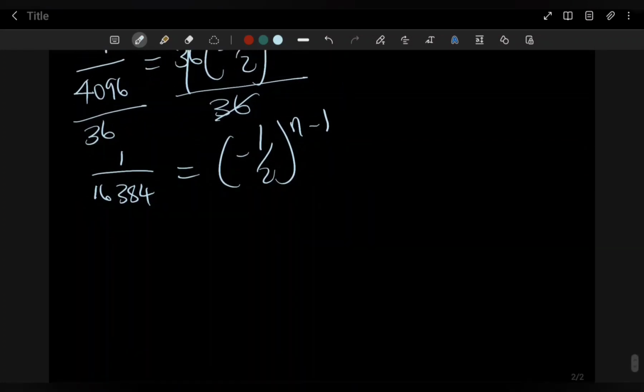And now don't get scared when you reach this point. The only thing you need to do is make this value in terms of 1 over 2, which is doable. So we just need to find a way to express this value, this 16384, in terms of 2. So you can take your calculator, 16384, and go to factors.